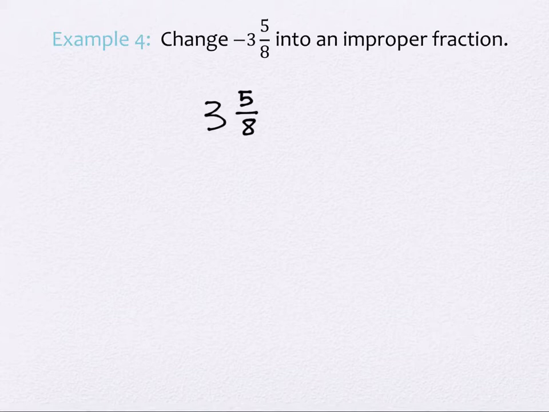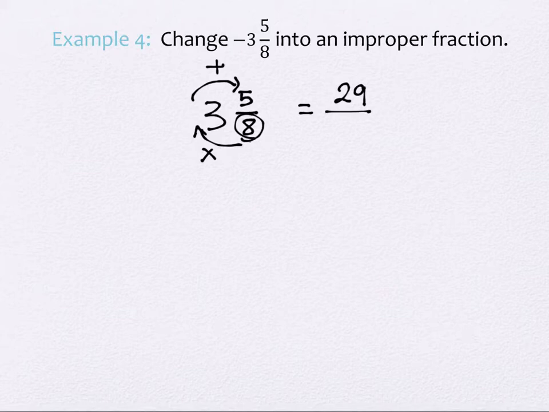So the visual is that we're going to multiply 8 times 3, and then we're going to add that to the 5. So we're going around clockwise with multiplication and then addition. And we start with the denominator. This is where we start. So what is 8 times 3? 24, and 24 plus 5? 29. So I have 29 on top, and I have that same 8 on bottom. So the answer to the question is actually negative 29 over 8.